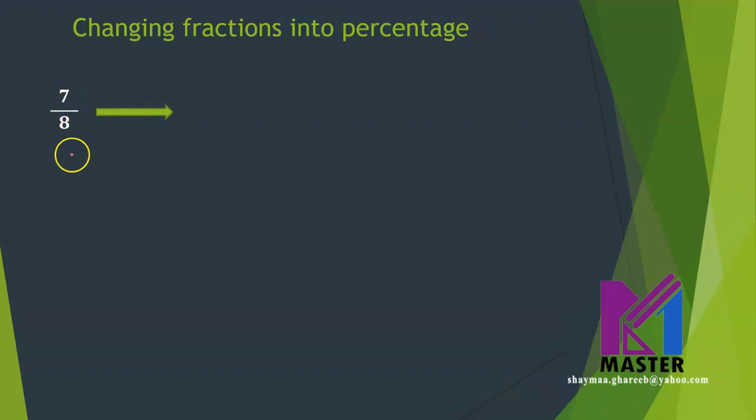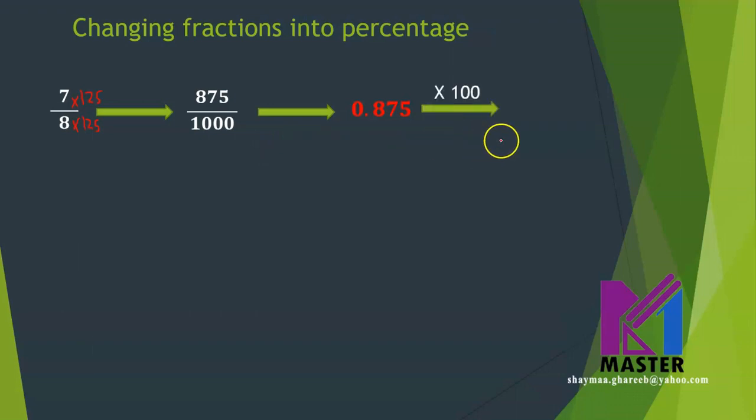What about 7/8? When I have a fraction over 8, I multiply it by 125 to have number 1000, because we cannot change the 8 to be 100. So it will be 875 over 1000, then decimal 0.875, then multiply by 100 to get the percentage, so it will be 87.5%.